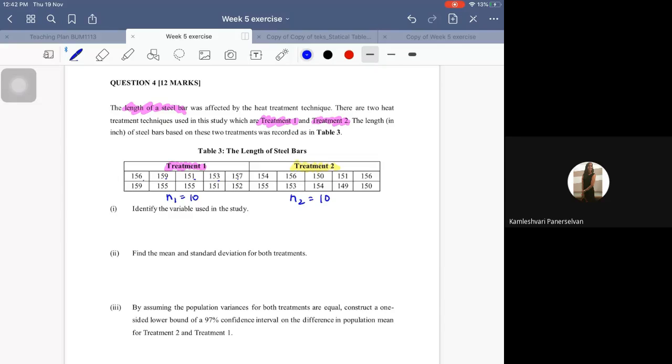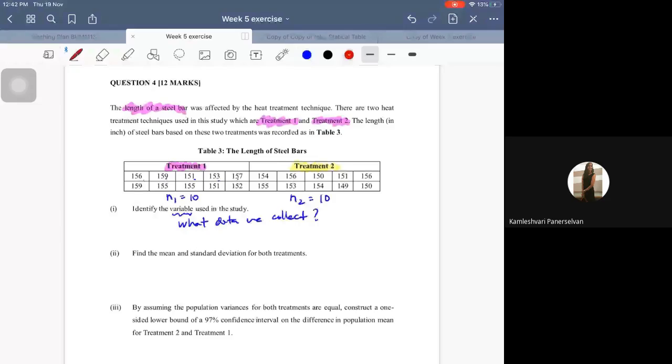So what is a variable? A variable is actually what data we collect. For this case, we are collecting data on the length of steel bar. So that is why our variable is going to be the length of steel bar. Okay, so that will give you 1 mark for just mentioning that.